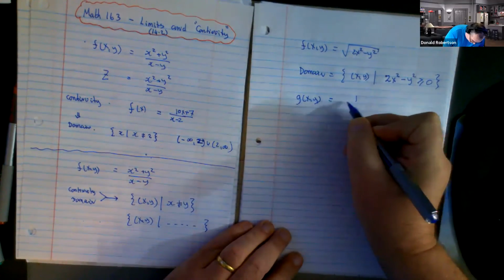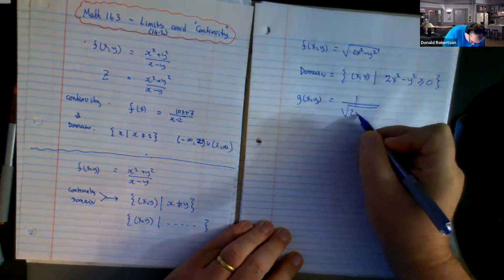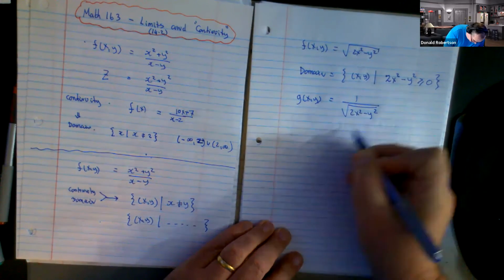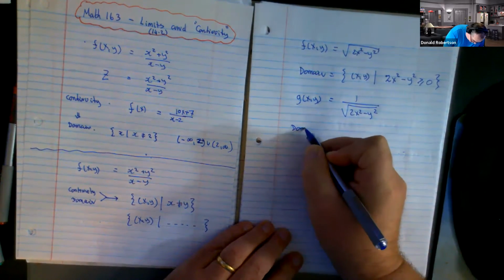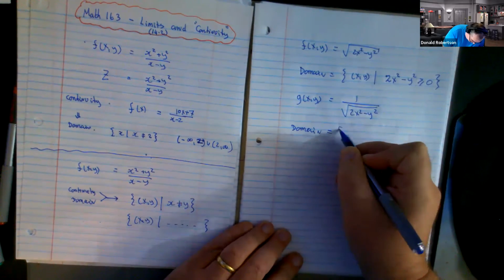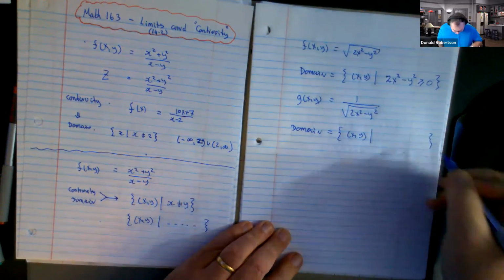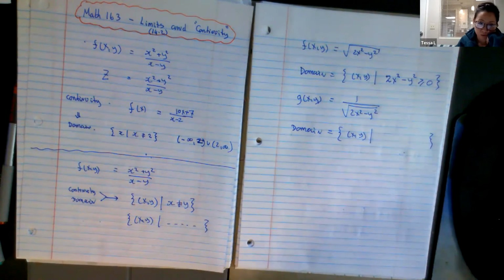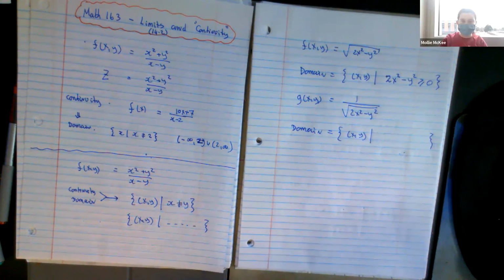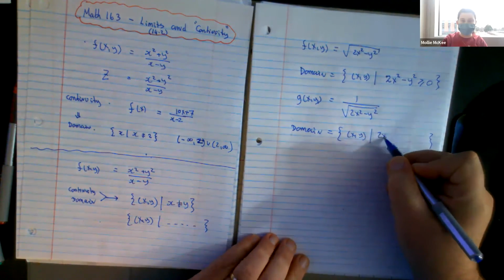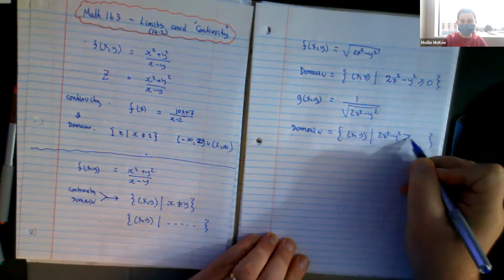Now, this guy looks almost identical, but it is slightly different. What would be the domain in a situation like this? Wouldn't it be the same thing except it's greater than 0 instead of greater than or equal? Yep, that's all that matters.